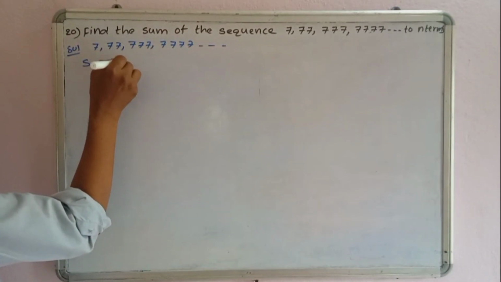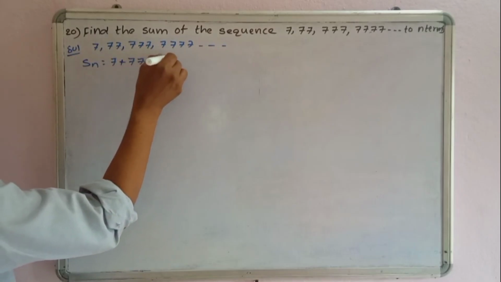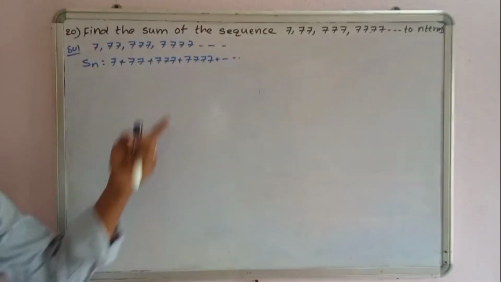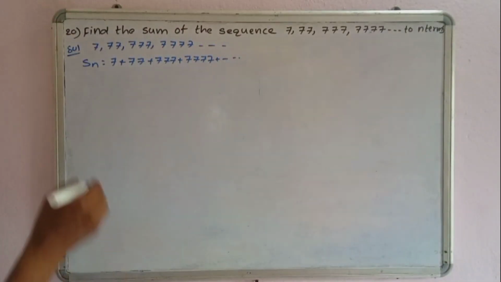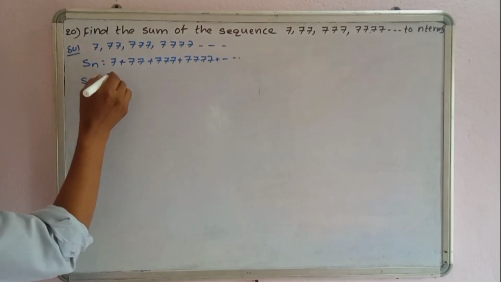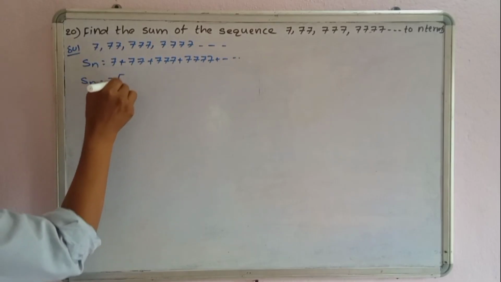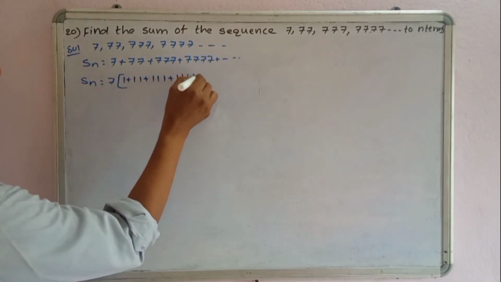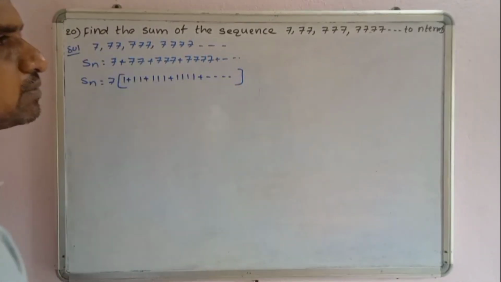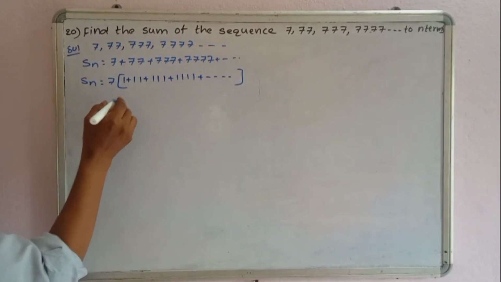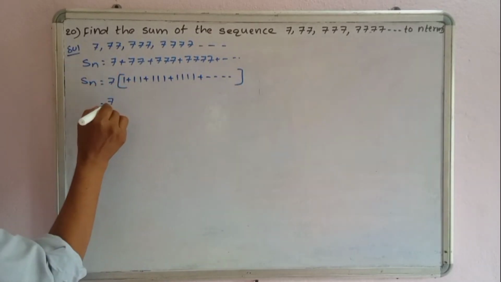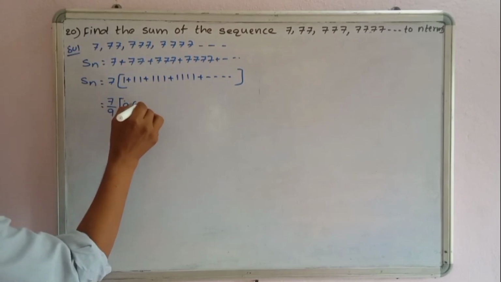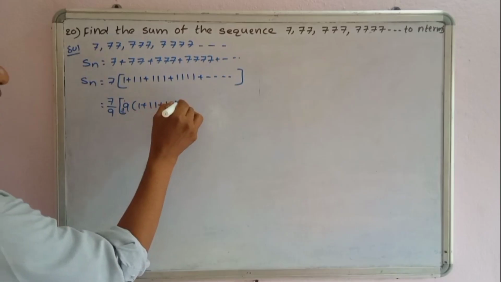Okay, so 7 plus 77 plus 777 plus 7777 plus so on. Okay, this is not a GP. So first do one thing. Sn equals 7, take 7 as the common factor here. So 1 plus 11 plus 111 plus 1111 plus so on. Okay, that equals 7. ఇప్పుడు ఏం చేస్తున్నారు? 9 తో డివైడ్ చేసి 9 తో మల్టిప్లై చేస్తున్నాం.